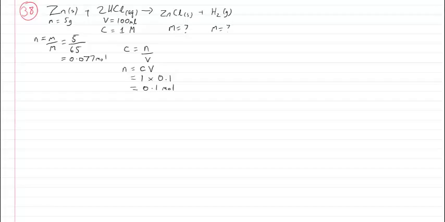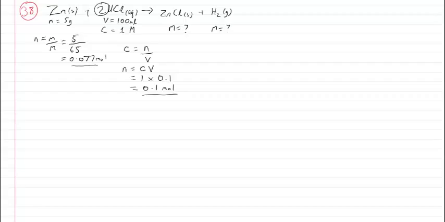Okay, now we could look at this and say, right, zinc, we've got 0.077 mole, hydrochloric acid, we've got 0.1 mole, zinc smaller, that'll run out first. Not necessarily, because of the ratios. So if we have a look at the coefficients, up the top, for every 1 zinc, we need 2 hydrochloric acids. So we only have this many mole of zinc, and we have this many mole of hydrochloric acid.